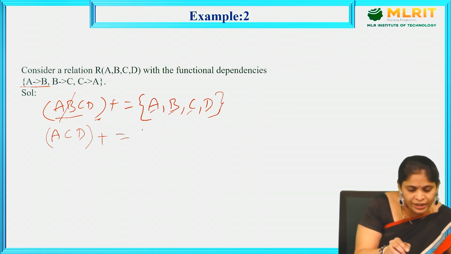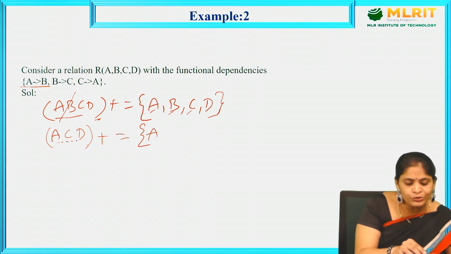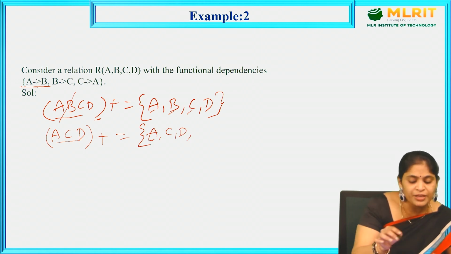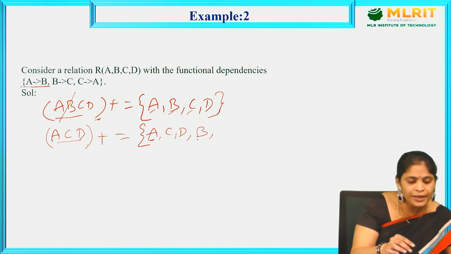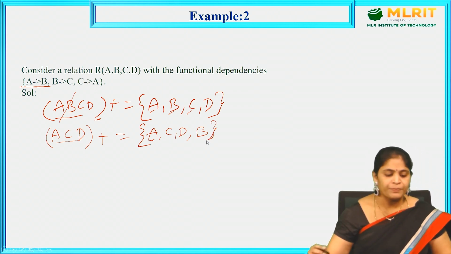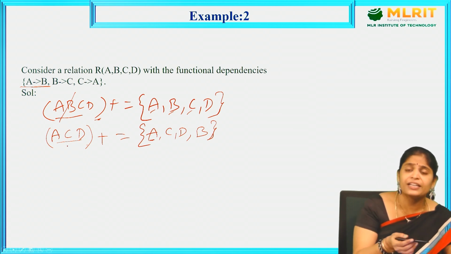Now, we have to find ACD closure. What will be the ACD closure? We need to write all the elements here, ACD, and we need to check whether A derives anything from the given FDs. Yes, A derives B. C derives A, that has been already included. B derives C, that has already been included. D derives nothing. So, this is what we have obtained. Next, again check whether in ACD we can discard anything.